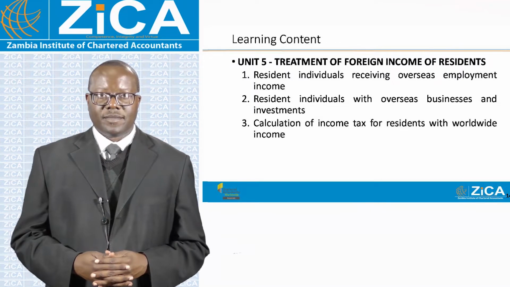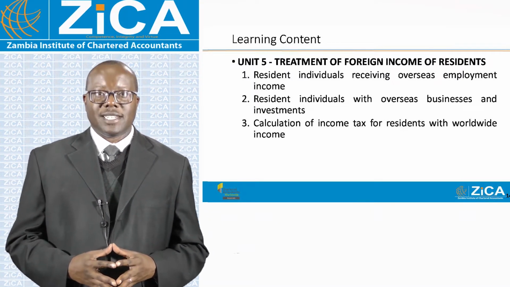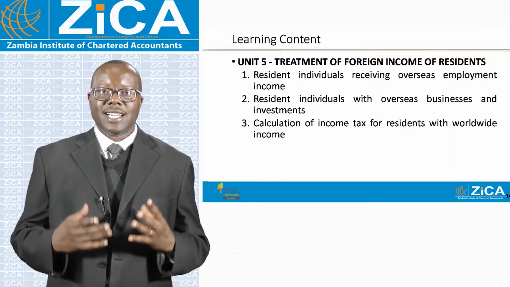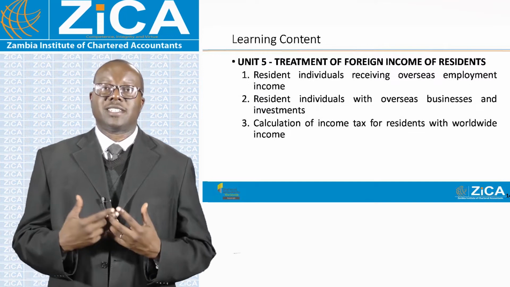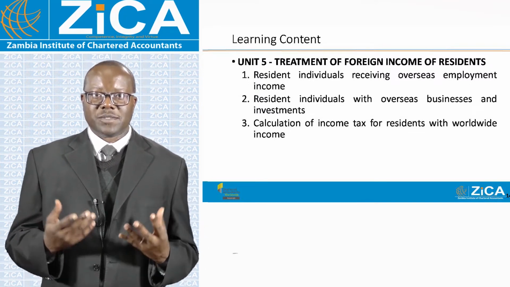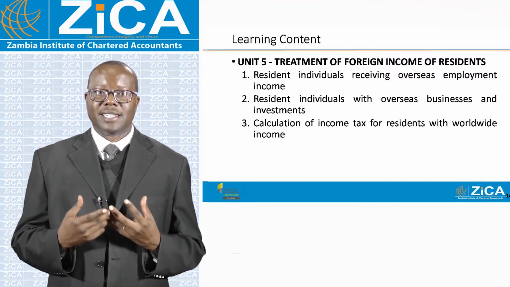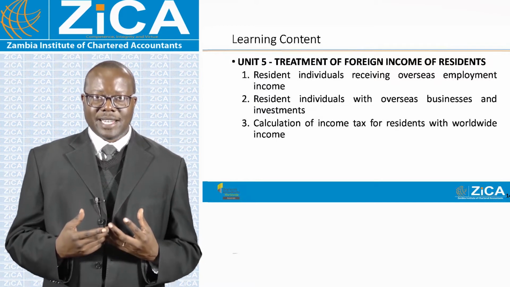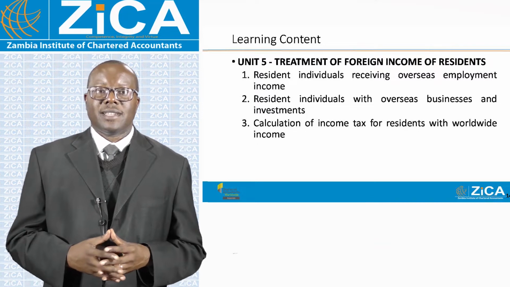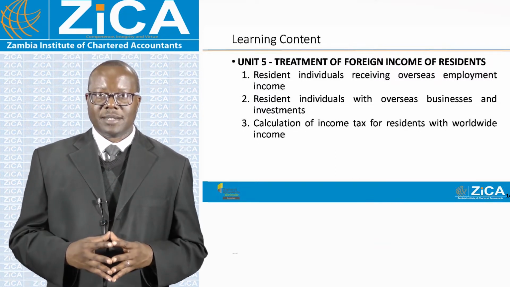Unit 5. Treatment of foreign income of residents. This unit now focuses on how the income which is received from foreign sources by residents of Zambia should be charged to tax here in Zambia. The elements under this unit are 1. Resident individuals receiving overseas employment income.